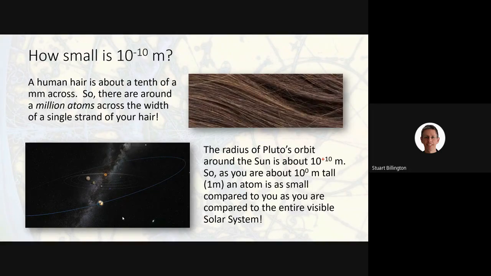So if you just look at a piece of your hair right now, or feel a piece of your hair right now, that's 1 million atoms between your fingers, which is fairly impressive, but again, a little bit difficult to imagine. So if we scale it the other way and pretend that you are the small thing, how much bigger than you is something that's 10 to the plus 10 meters? It turns out that that's roughly the radius of Pluto's orbit. And so you are as small compared to the entire orbit of Pluto as an atom is small compared to you, which puts it into context a little bit better for me.